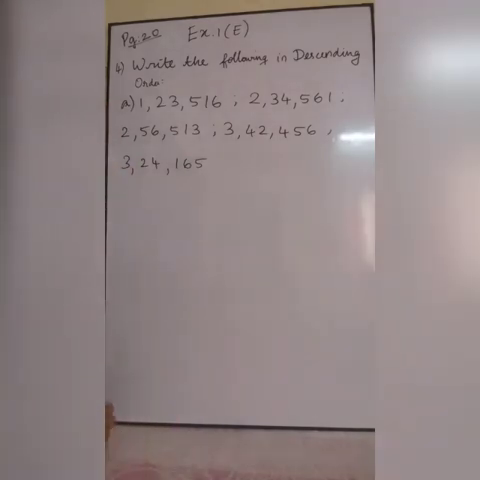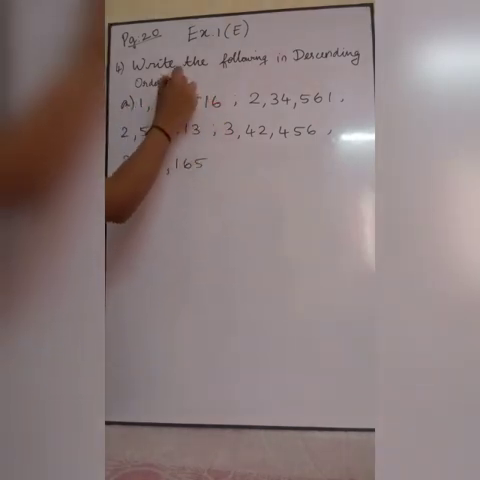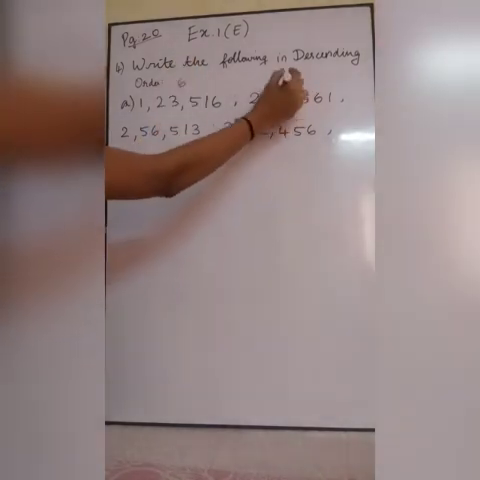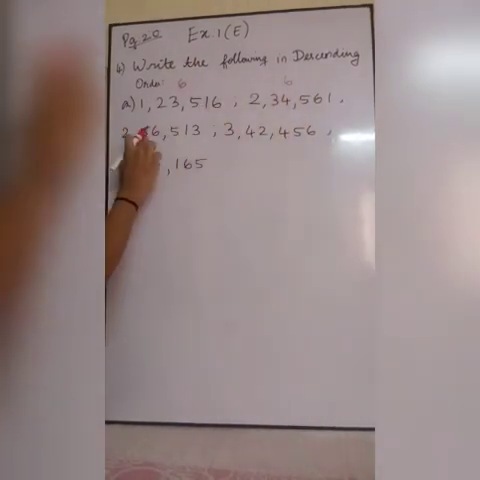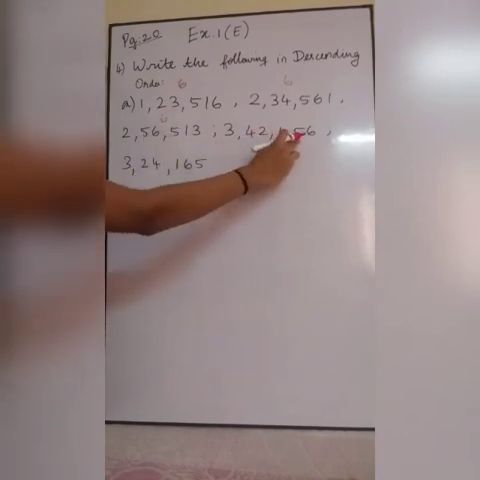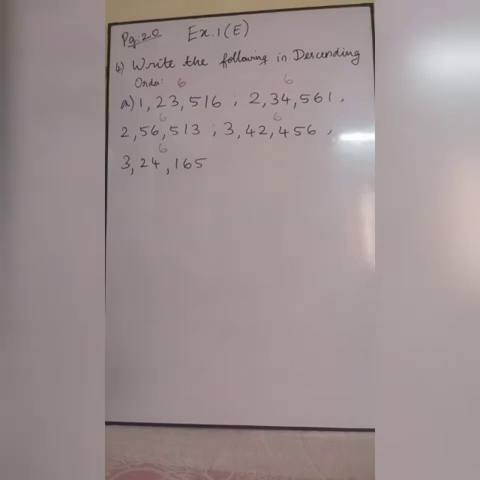So first, our duty is what? To count the number of digits. 1, 2, 3, 4, 5, 6. 1, 2, 3, 4, 5, 6. 1, 2, 3, 4, 5, 6. 1, 2, 3, 4, 5, 6. 1, 2, 3, 4, 5, 6. So all have the same number of digits. So we can't compare like that.